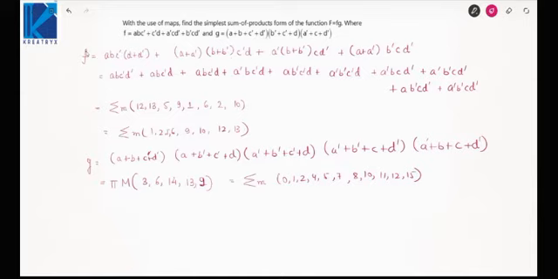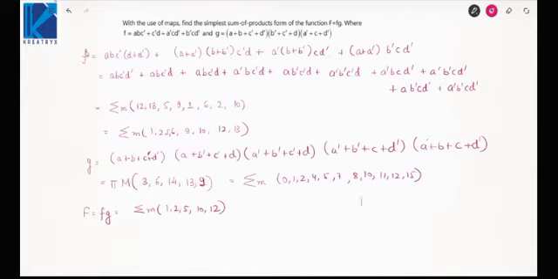Now when you multiply both the functions, in that case we will consider the common minterm because the product will be 1 only if both the functions are 1. So what are the common terms? 1, 2, 5. Then 10 is common, 12 is common. 1, 2, 5, 10 and 12.